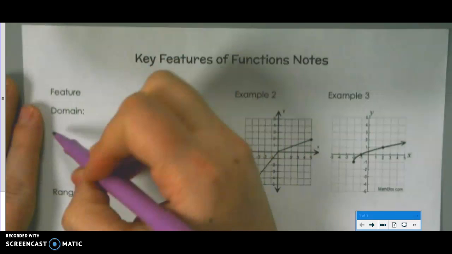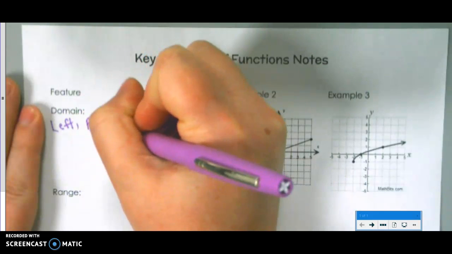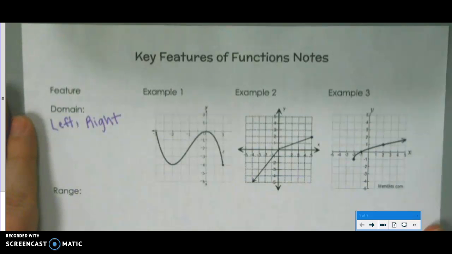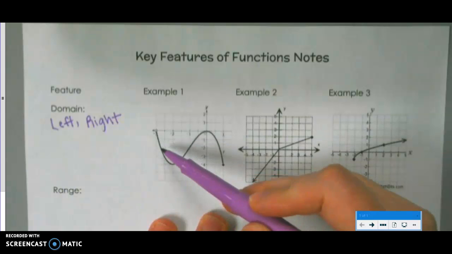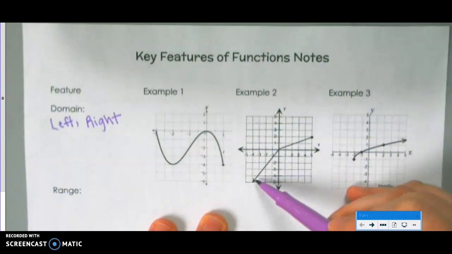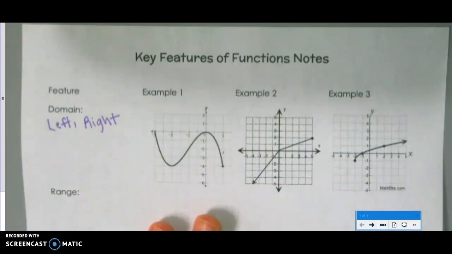So first of all, domain is from left to right. And one thing you want to notice when you're finding the domain and range is if your graph is continuous. Continuous means it's connected. You can start at the left and without picking up your pencil, trace the entire graph. So that lets you know that the domain and range are going to be pretty self-explanatory, like just a low to a high. You're not going to have any crazy things in between.